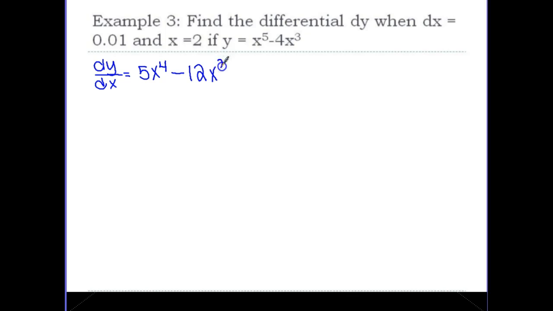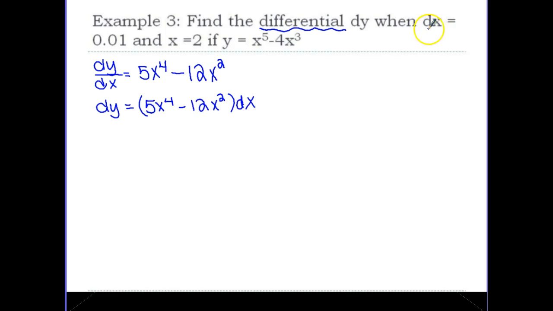What we're doing is we're saying, all right, I want the dx, or the differential, to be with my x's. So we're going to multiply both sides by dx. So we have dy equals 5x to the fourth minus 12x squared dx. Because we're not looking for dy dx, we're not looking for the derivative, we're looking for the differential. So I need to isolate my differential dy.